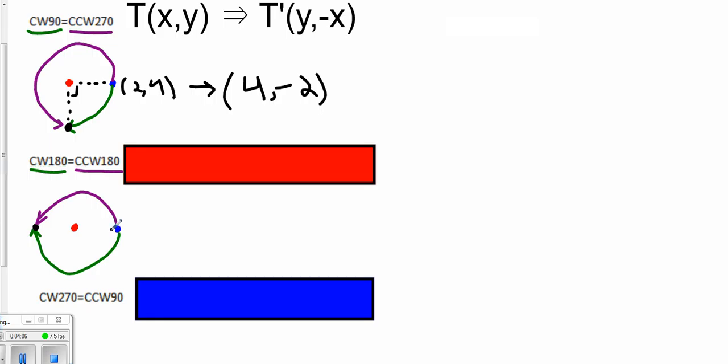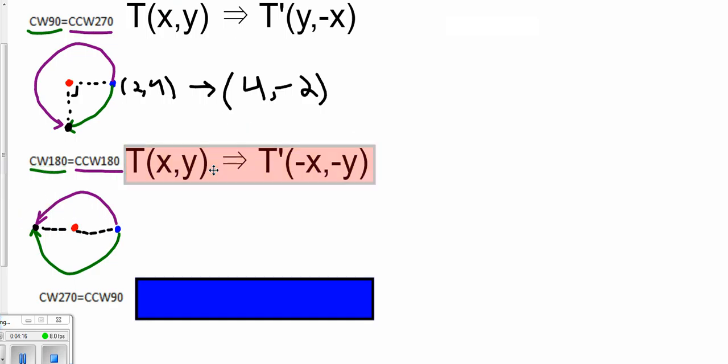So we go across there, it makes a 180-degree angle, just a straight line between those two. And the rule for these is going to be T of x, y becomes T prime of negative x, negative y. So whatever values you had before, they stay in the same spot, they just become negative. So I'm going to use the same numbers.